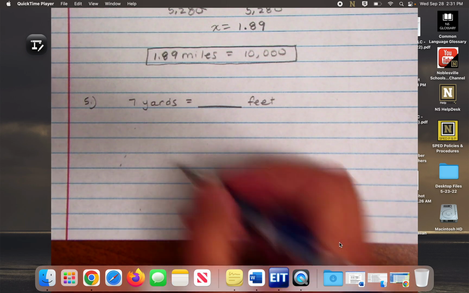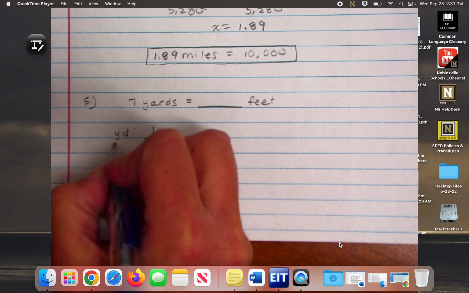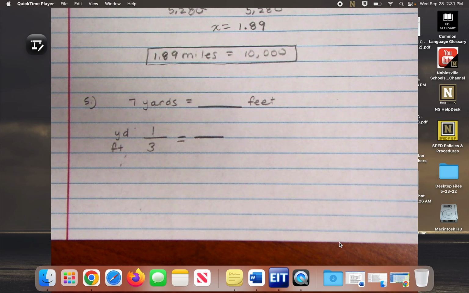Okay, so you guys are gonna do this one by yourself. 1 yard equals 3 feet. Go ahead and finish this one by yourself. Do this conversion. Make sure you label correctly.